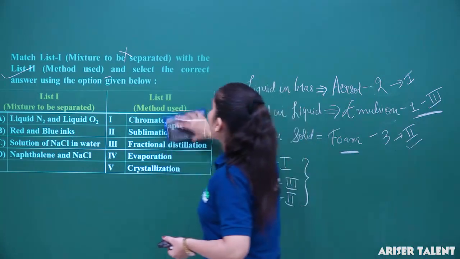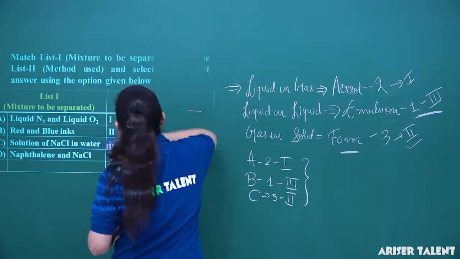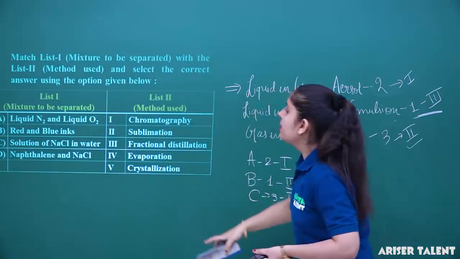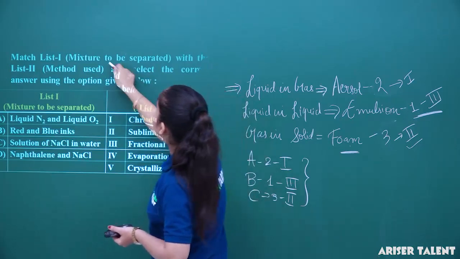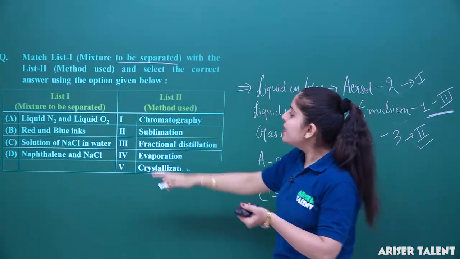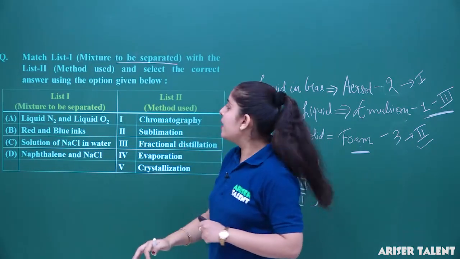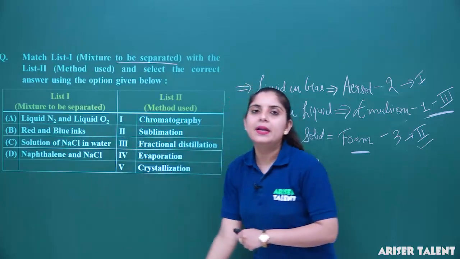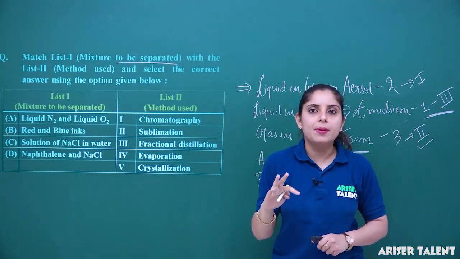Again we are given a match type question. We are provided with two lists and we have to match these columns. In list one, we are given the mixtures to be separated, and in list two the method used to separate them. In this list we are provided with the mixtures, which mixtures we have to separate, and for separating any mixture, which technique we will use. This technique is given in list number 2.